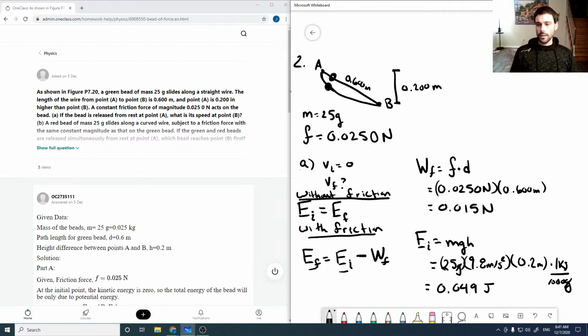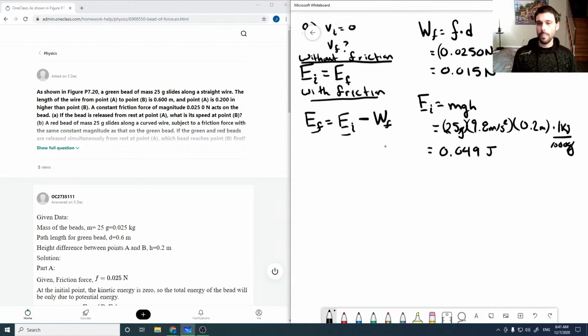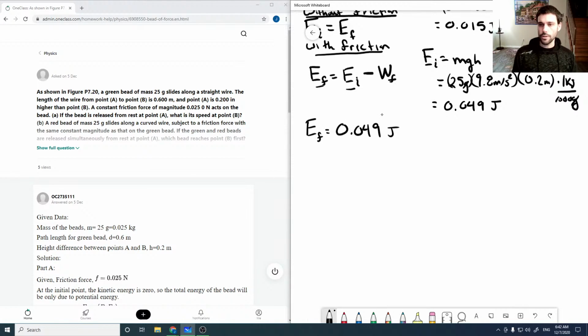And then our final energy is going to be purely kinetic, but we can solve for it now. So our EI is 0.049 joules. Oh, I made a slight mistake in my work. A Newton meter is a joule, not a Newton, so that should have been joules. All right, and so our final energy is going to be this 0.049 minus our frictional work, which is then 0.034 joules.